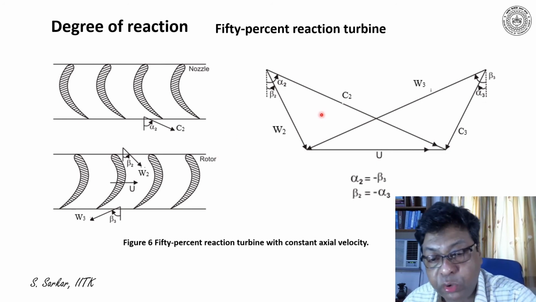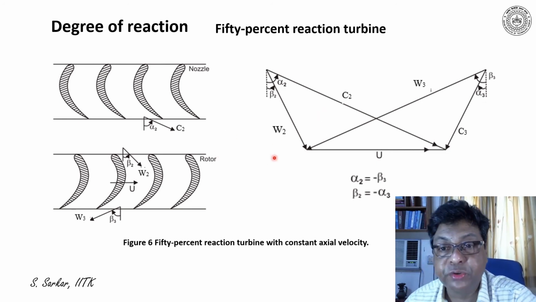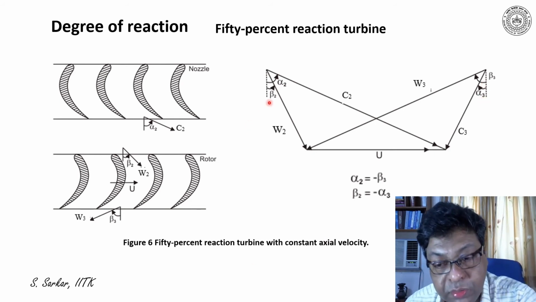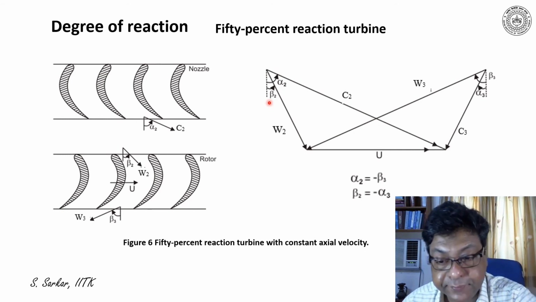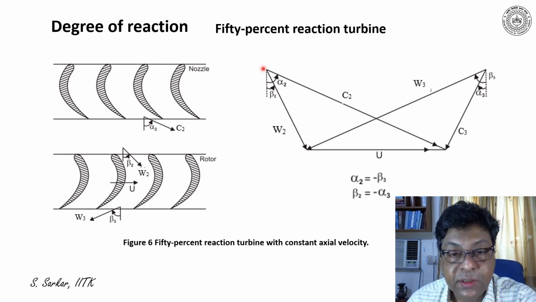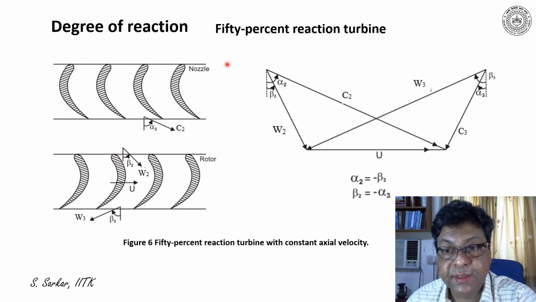Please note here the velocity triangles would be just mirror images of each other, and here alpha 2 must be equal to minus beta 3 and beta 2 will be equal to minus alpha 3. Note that this alpha 2 would be equal to beta 3 and alpha 3 would be equal to beta 2, but they are of opposite sense. So this is with respect to the velocity triangle for a 50% reaction turbine.